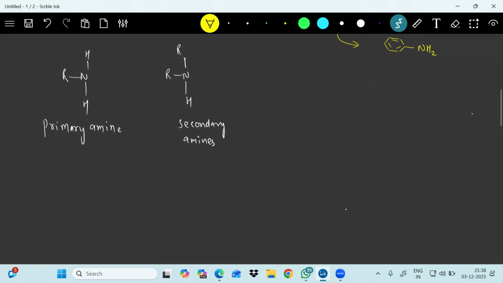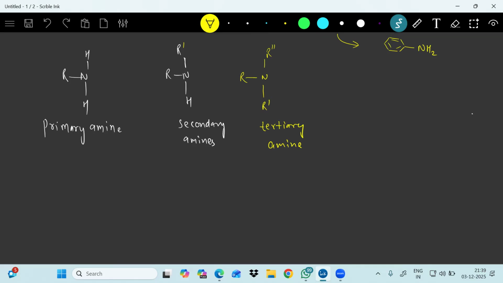In the same way, if we write three carbon chains, they might be the same or different, it doesn't matter. Suppose I'm writing here R, R dash, and R double dash. All three carbon chains may be the same or different, but if three carbon chains are attached to the nitrogen, this is a tertiary amine. So on the basis of the side chains attached to the nitrogen, we have primary, secondary, and tertiary, three different types of amines. This is about the classification. Any confusion?